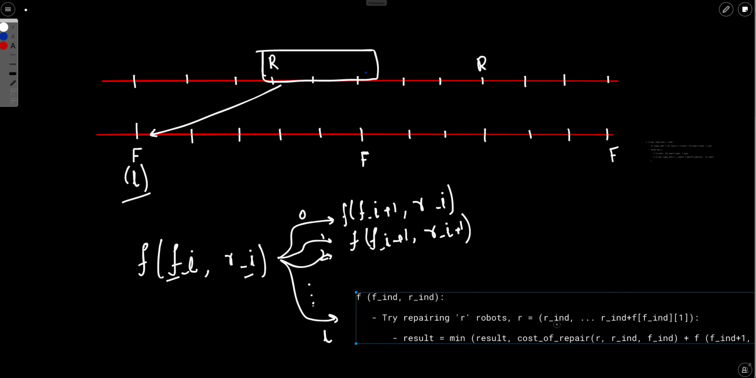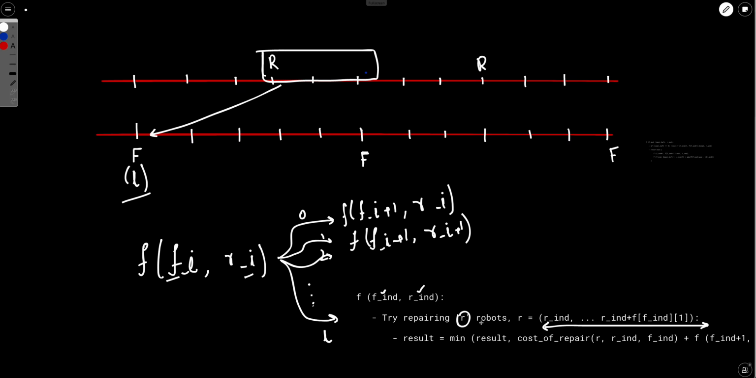We have two things, index and robot. We will try repairing our robots in this factory. How many robots we can repair depends on the limit of this factory. So our robots will be in this range, right?